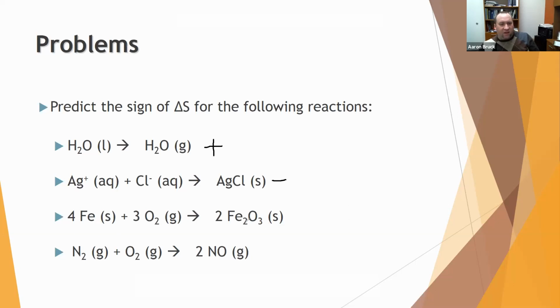Here we have the reaction that forms iron(III) oxide. Iron metal is reacting with oxygen gas to make iron(III) oxide. The real key here is that even though there is a solid being made, we've got 3 gas molecules that are turning into solids. Gases have far more entropy than solids do, so we're going to see a net loss of entropy, which is going to give us a negative value.